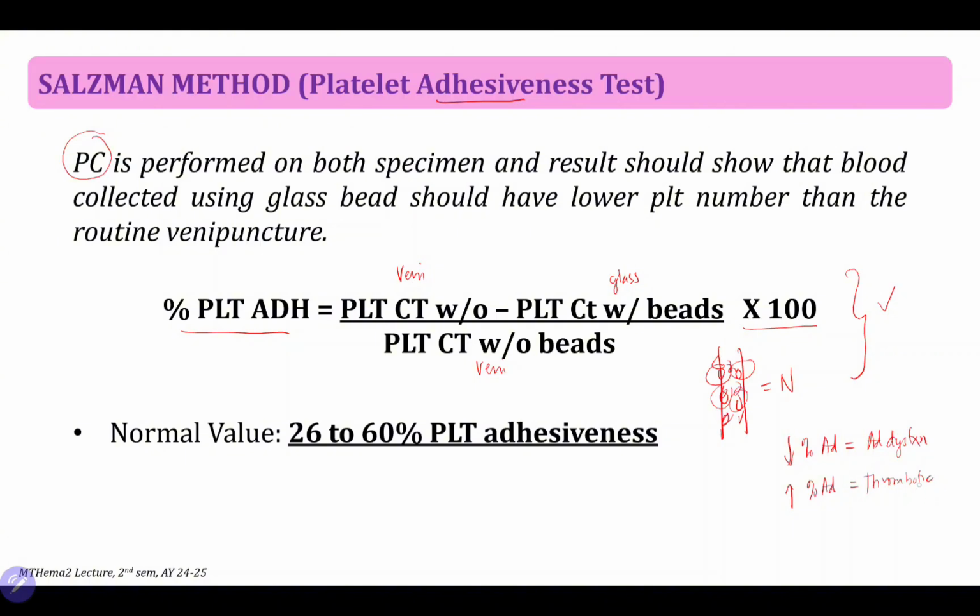Now, this test, the Salzman method, guys, is usually not done anymore and is an obsolete test because it is a non-specific test. It is not only solely for adhesion, because aggregation also occurs at the same time in the glass bead. Okay? And after adhesion there is the process of aggregation in hemostasis. So the Salzman method is not specific for adhesion only, and therefore is already considered obsolete, and it is not reliable and accurate for determining the adhesion function of your platelets.